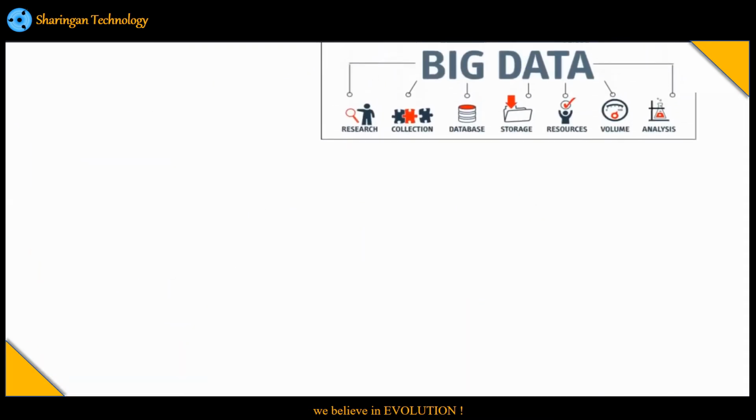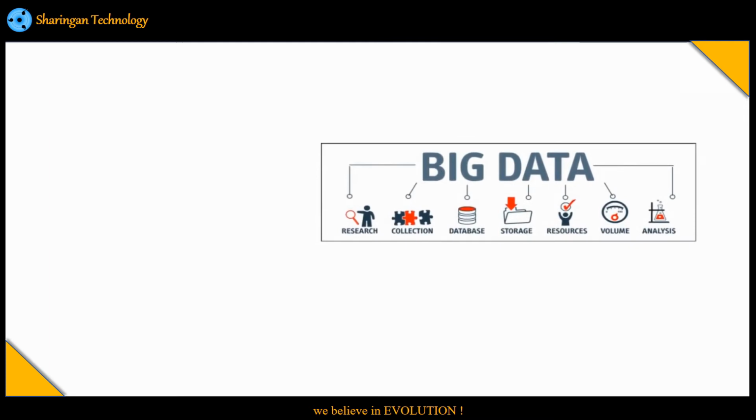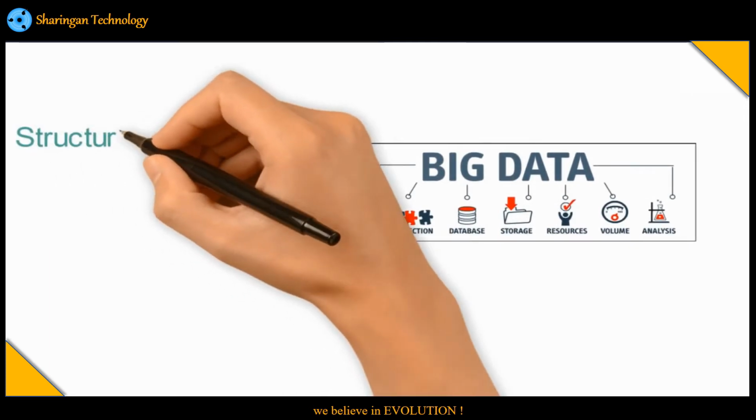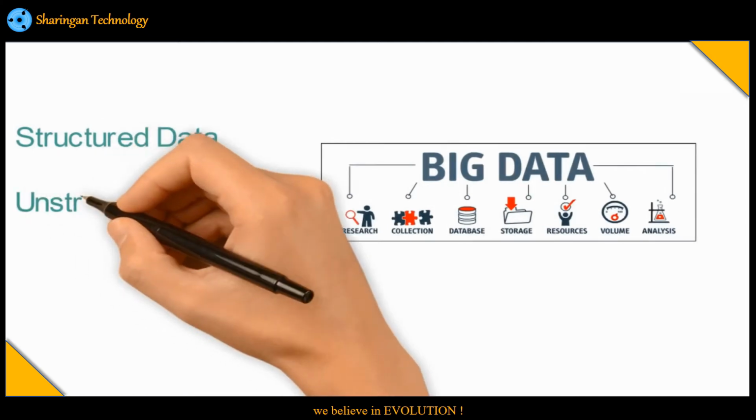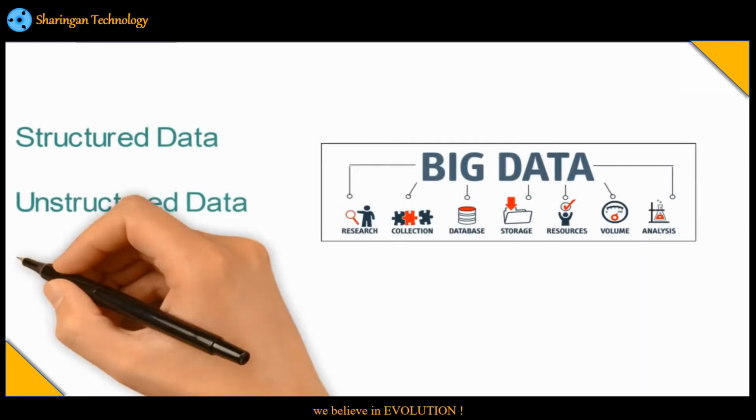Classification is essential for the study of any subject, so big data is widely classified into three main types, which are structured, unstructured, and semi-structured data.